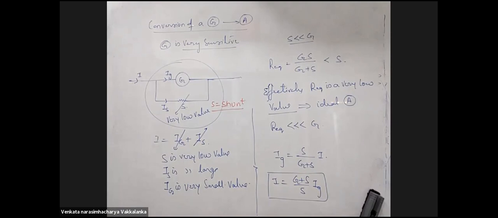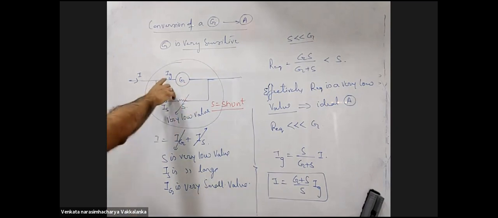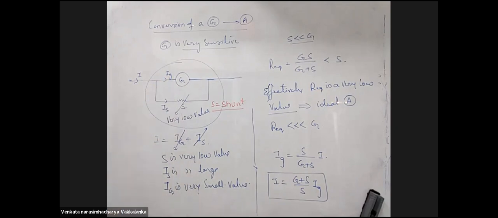So what if S is 0? S cannot be 0, yaar. An ideal galvanometer will not be found, that is why we are constructing. Obviously, if S is 0, then IG will be almost infinity, and that will destroy the galvanometer immediately.